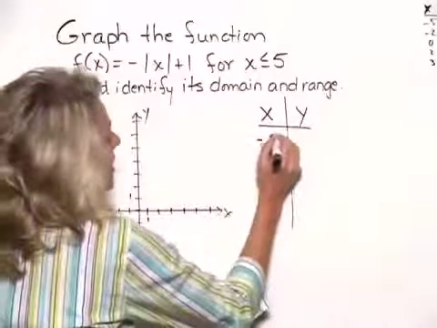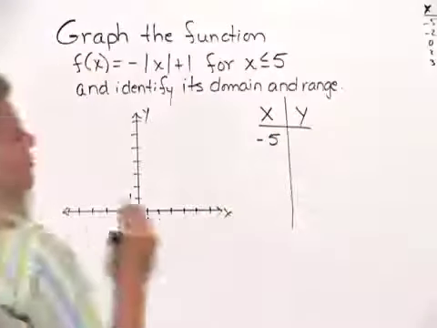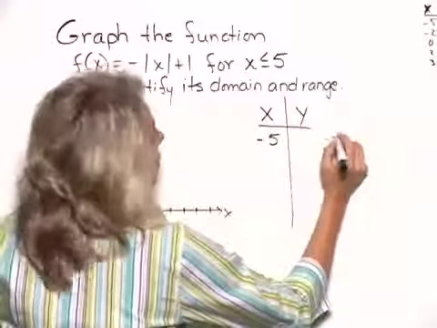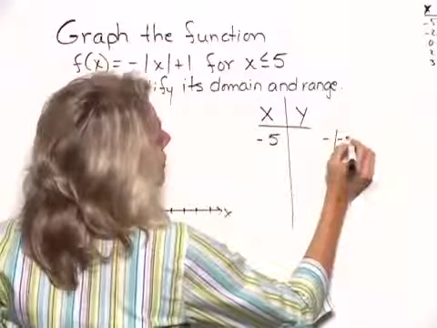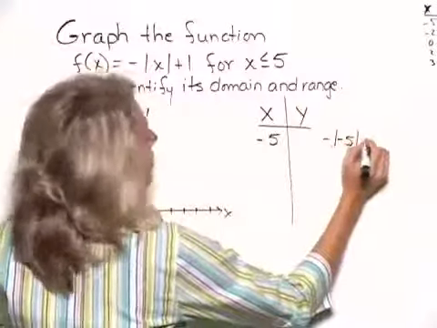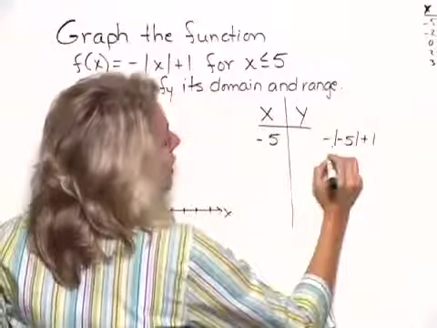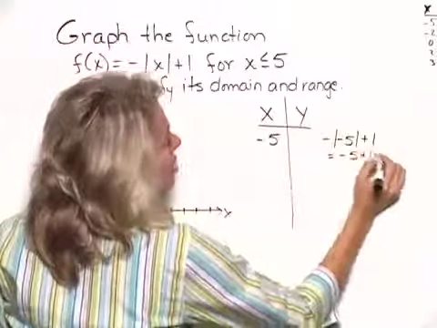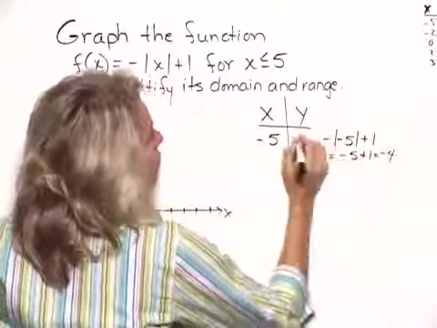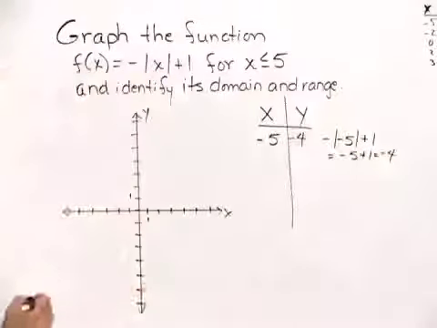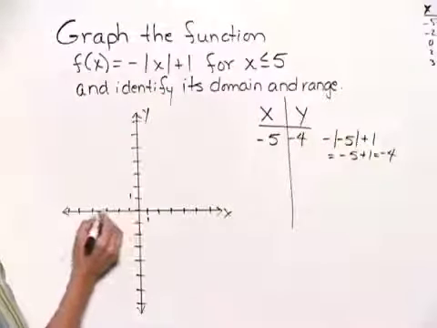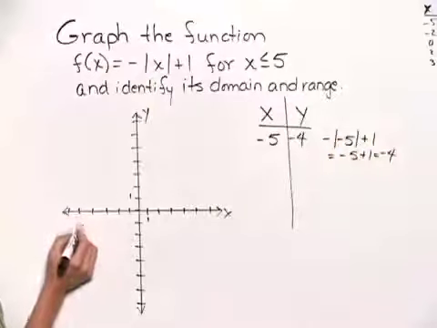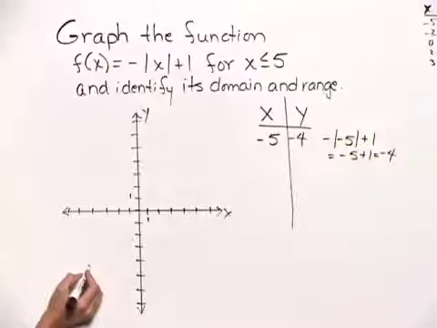Let's put in a -5 to begin with for x. So we have negative, or the opposite of, the absolute value of -5 plus 1, and that's -5 plus 1, which is -4. So we have the point -5, -4. 1, 2, 3, 4, 5 on the x to the left, and then down 4. 1, 2, 3, 4.